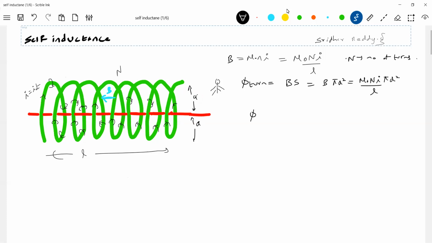Flux linking the total solenoid. How many turns are there? N turns. So N into this one. So this will become N into mu naught Ni by L pi A square. So I ended up with one equation, mu naught N squared pi A square by L, into I. Keep it like this. What is the flux linking the solenoid when a current I flows is what we are able to determine. This is the flux linking the solenoid.